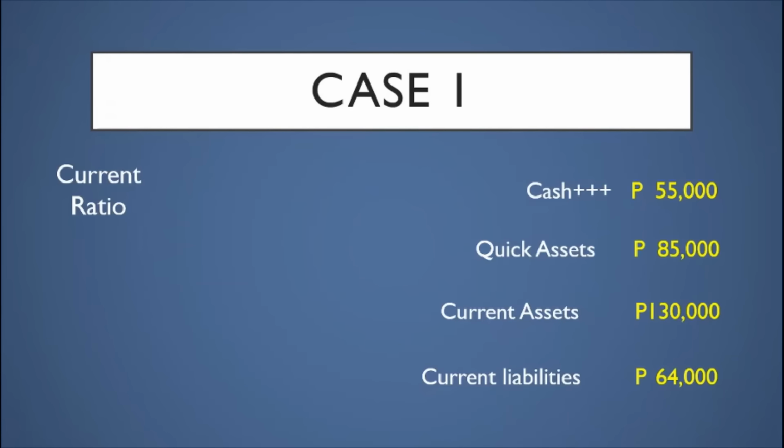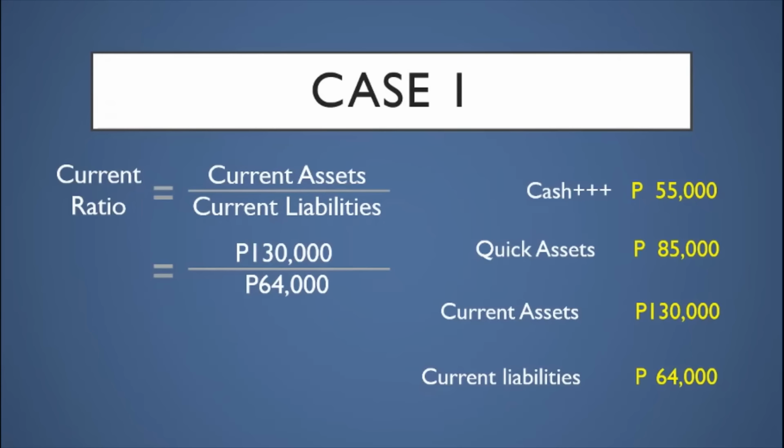Current ratio, we have current assets divided by current liabilities. Current assets is 130,000 pesos. Current liabilities, 64,000 pesos. We have a current ratio of 2.03. In this case, it is quite imaginable how large the current assets is relative to the current liabilities. The current assets are 2.03 times the amount of current liabilities. Again, giving us a clearer picture.